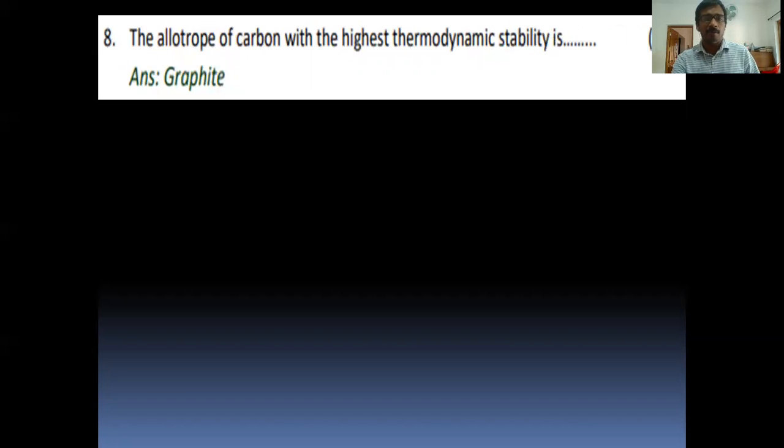Okay, next question. The allotrope of carbon with the highest thermodynamic stability is graphite. You have to note it. It is not diamond. Diamond is hard, but it is not fullerene, it is graphite. It has been asked 4 or 5 times in the previous question papers, so study and remember it well.